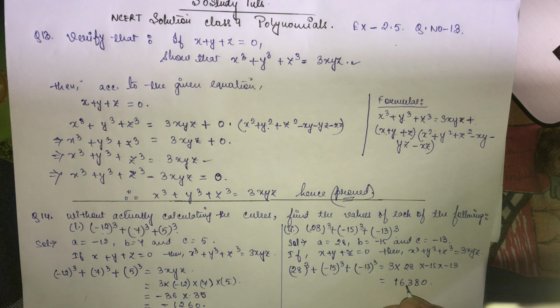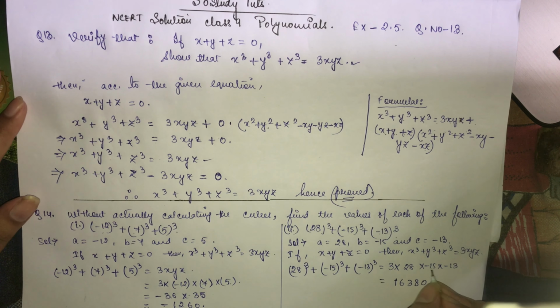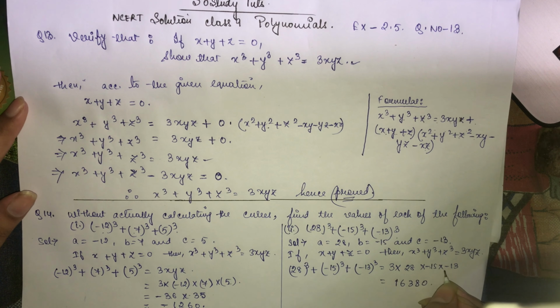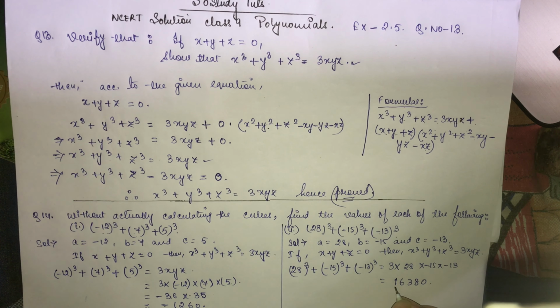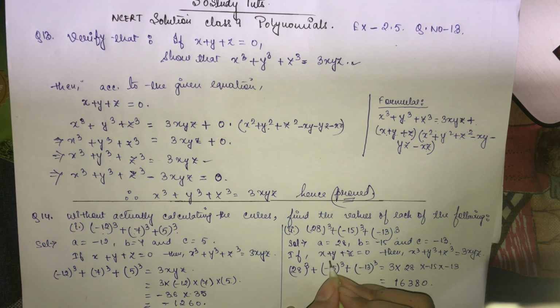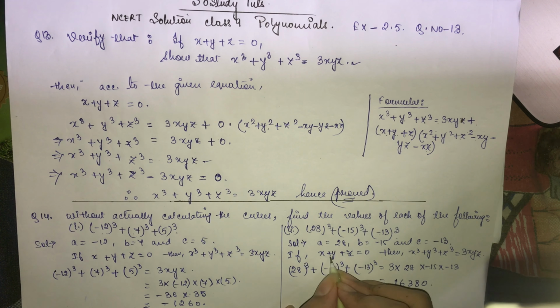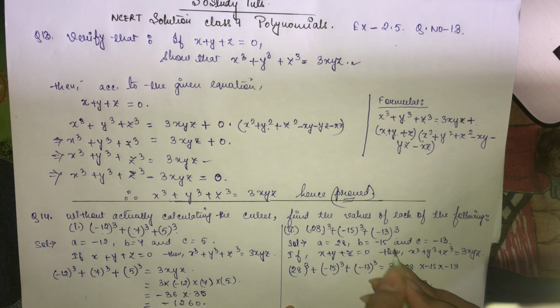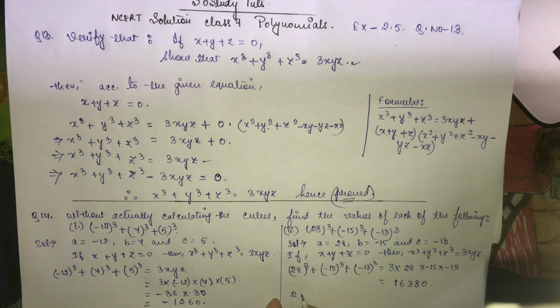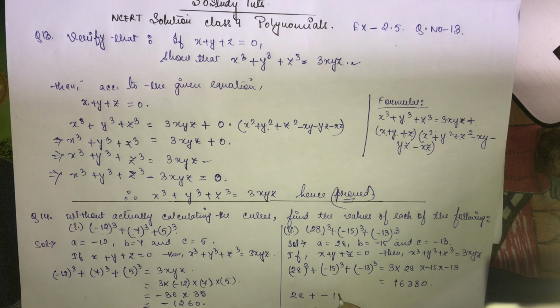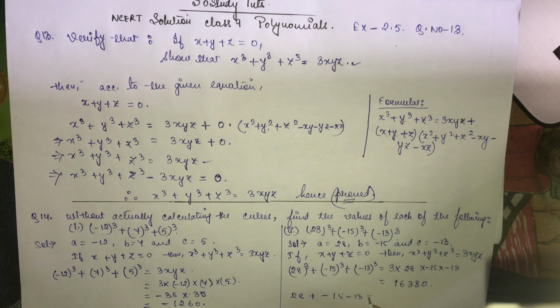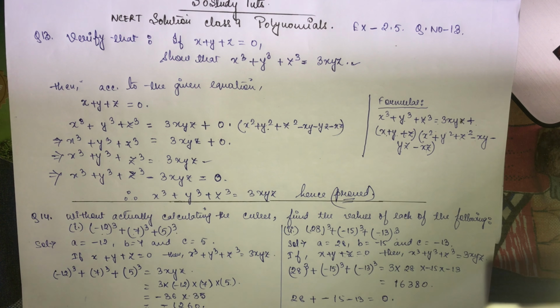Why? Because minus and minus becomes plus. And one more thing, we need to prove this also, that x plus y plus z equals 0. So let's see, x is 28 plus y is minus 15 minus 13 equals 0. Okay.